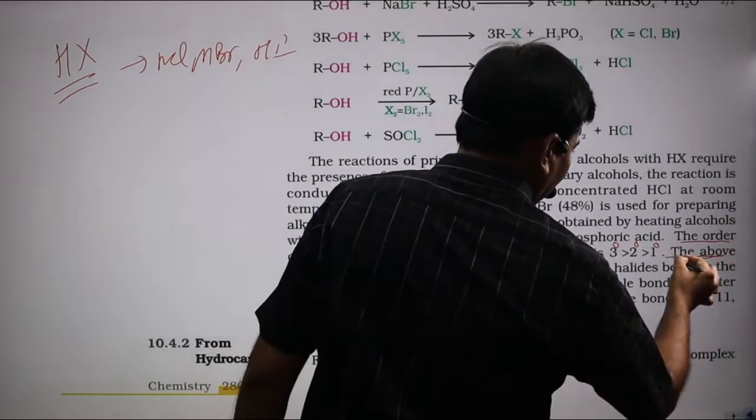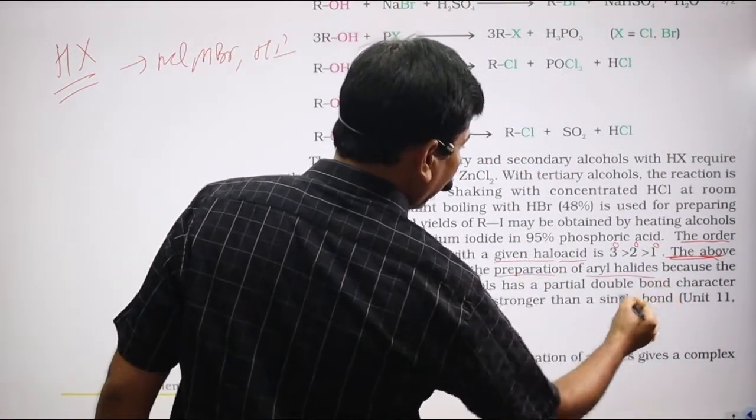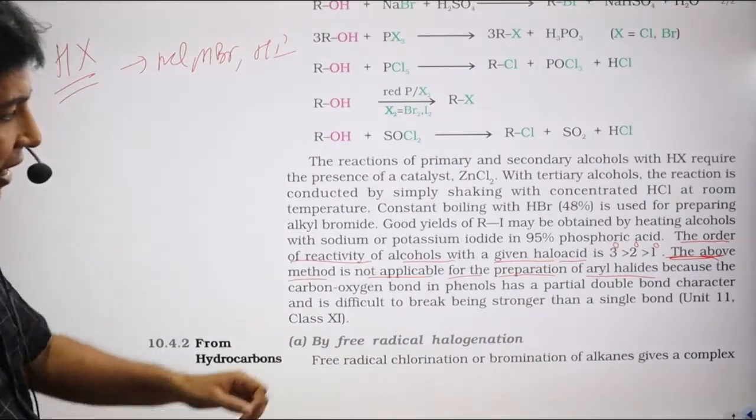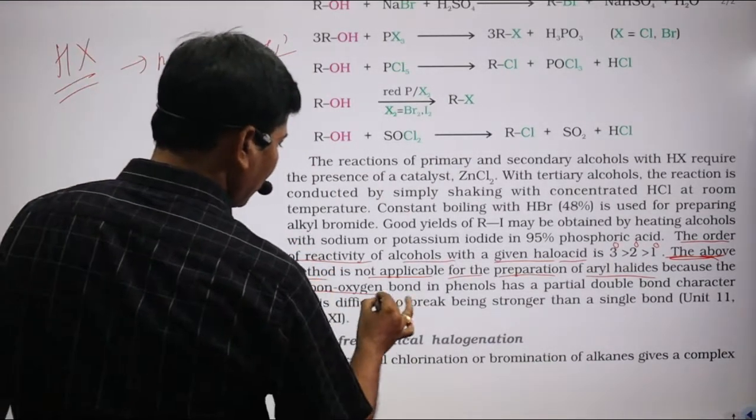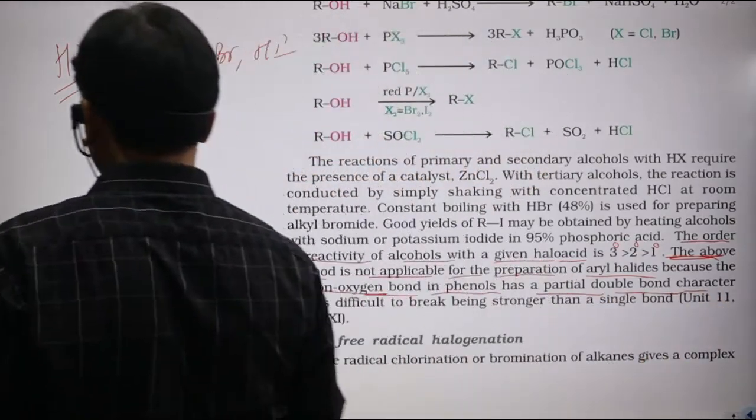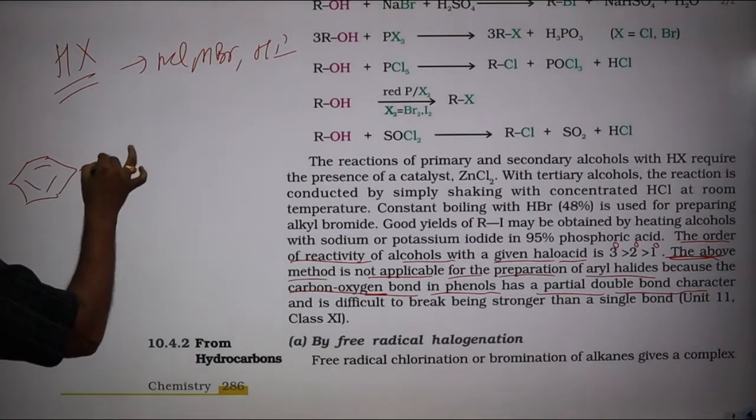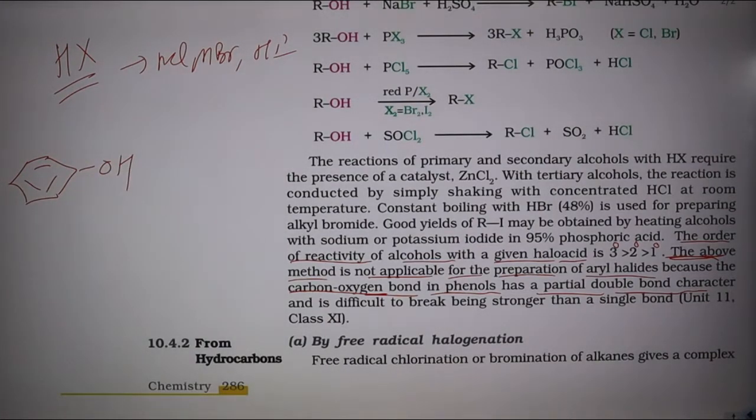This is the important part. The above method is not applicable for the preparation of aryl halides, aromatic halides, because the carbon oxygen bond in phenols has a partial double bond. It says that if we take phenol, it is one way we can say we have an aromatic alcohol.